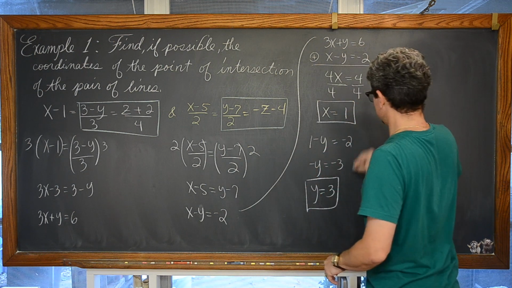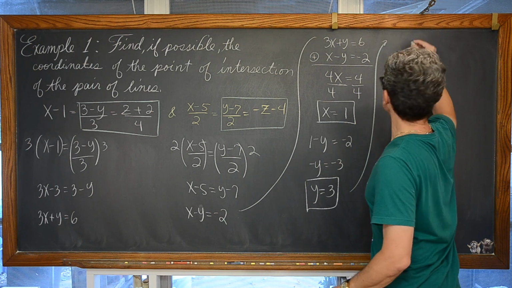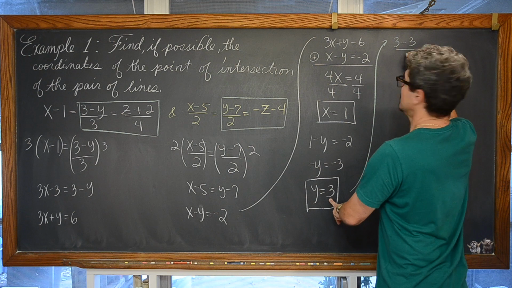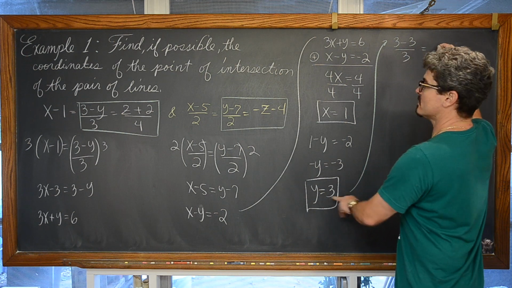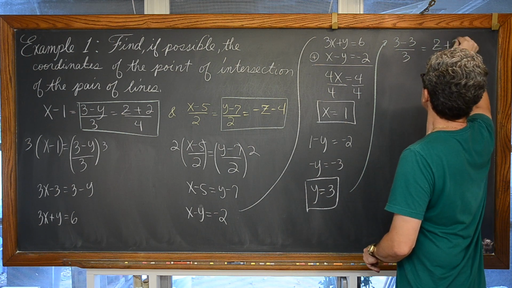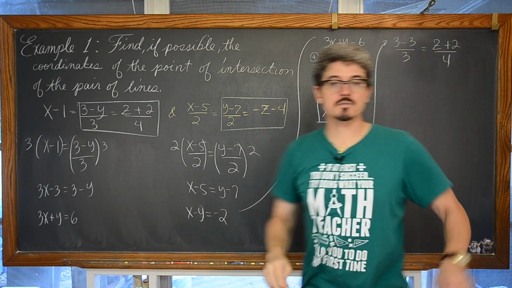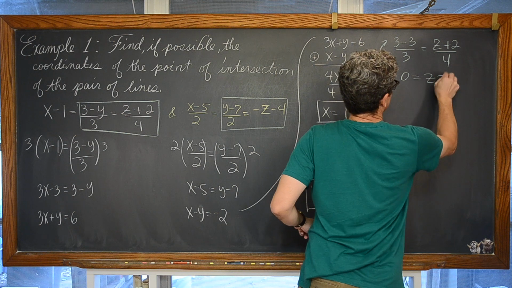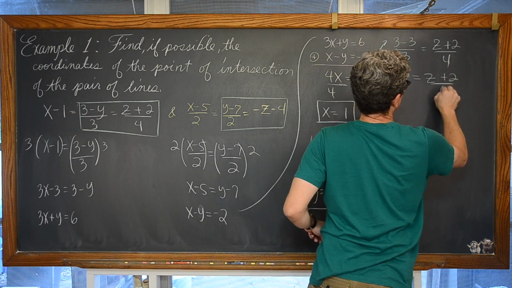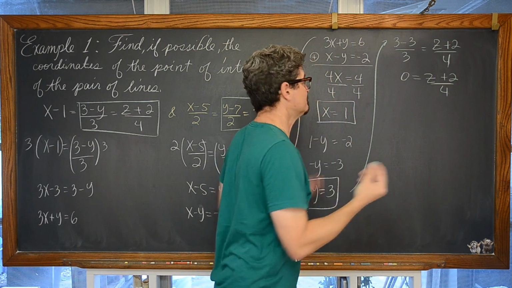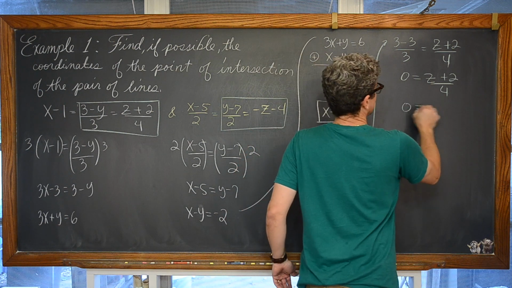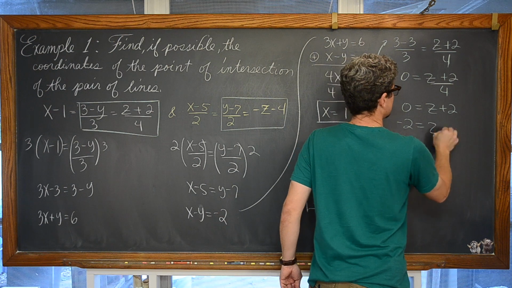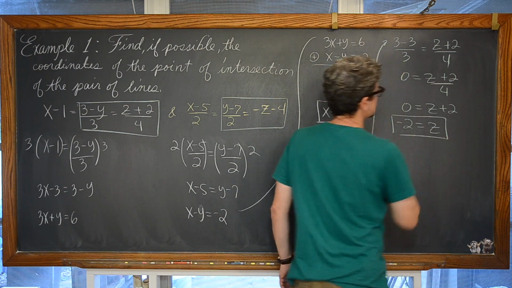So we're looking at... I'm looking like I'm going to run out of room. 3 minus 3 over 3 is equal to z plus 2 over 4. Well, this is going to give us 0. So we have 0 equals z plus 2 over 4. Multiply both sides by 4. That's going to give us 0 again, and negative 2 is equal to z.